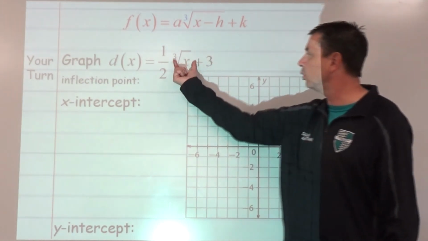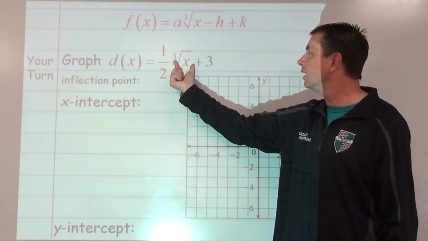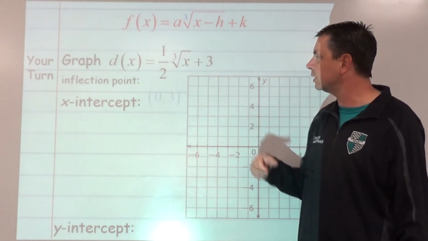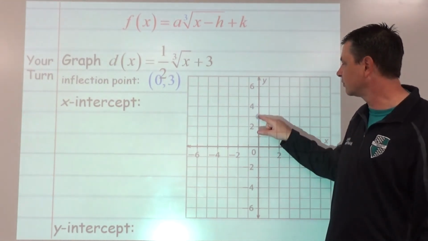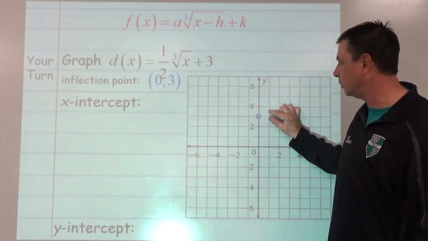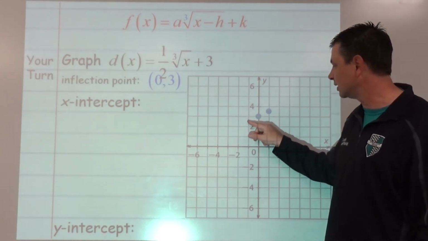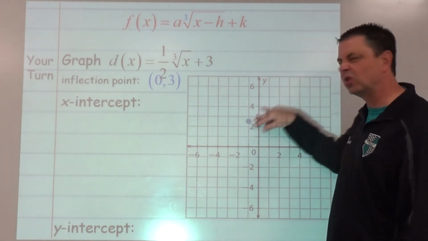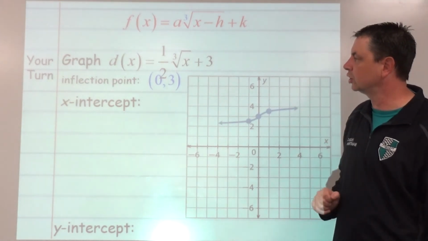All right, our inflection point is going to be h coming from inside the root. I don't see anything there, so x must be the same thing as x minus 0. 0, comma 3. 0, comma 3 is our inflection point. Then from there, we're going to go right 1. A is a half, positive, so we're going to go up a half. And then the left side will just do the exact opposite. Left 1, down a half. And again, make sure it's kind of going sideways. Got the right shape for our cube root graph.